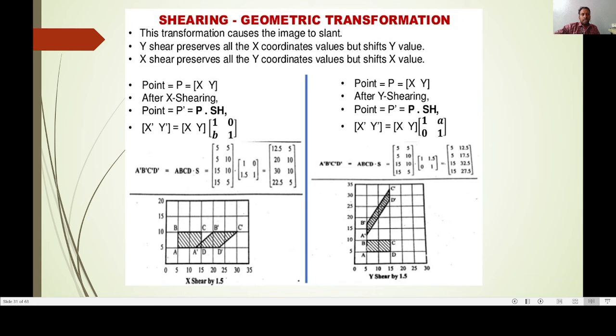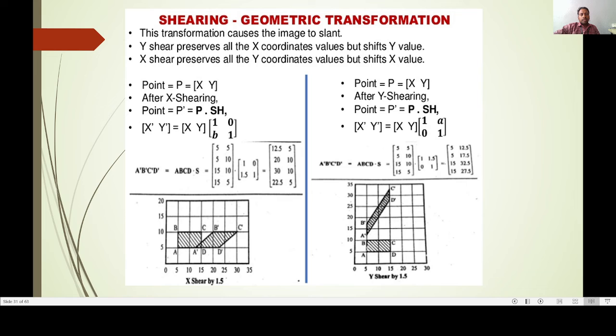Next is shearing, a geometric transformation. This transformation causes the image to slant. Shearing means the image is in a slanting form. A y shear preserves the x coordinate, and an x shear preserves the y coordinate. Y shear preserves the x coordinate but shifts the y value. X shear preserves the y coordinate but shifts the x value.